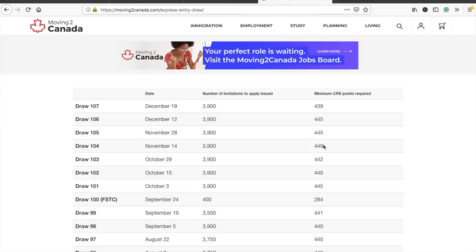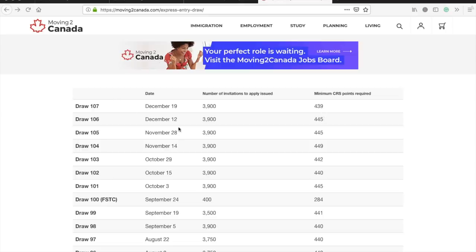You can see over here, the cutoff score on October 29th was 442. Then there was a difference of around 16-17 days from October 29th to November 14th. So there was an increase of 7 points. After that, the draw was conducted in 14 days. In that case, the cutoff score dropped again 4 points. Now, notice over here, the draw was conducted on December 12th, the 106th draw. The cutoff score was 445. Now, exactly 1 week after that, another draw was conducted. So the CRS score suddenly dropped 6 points.